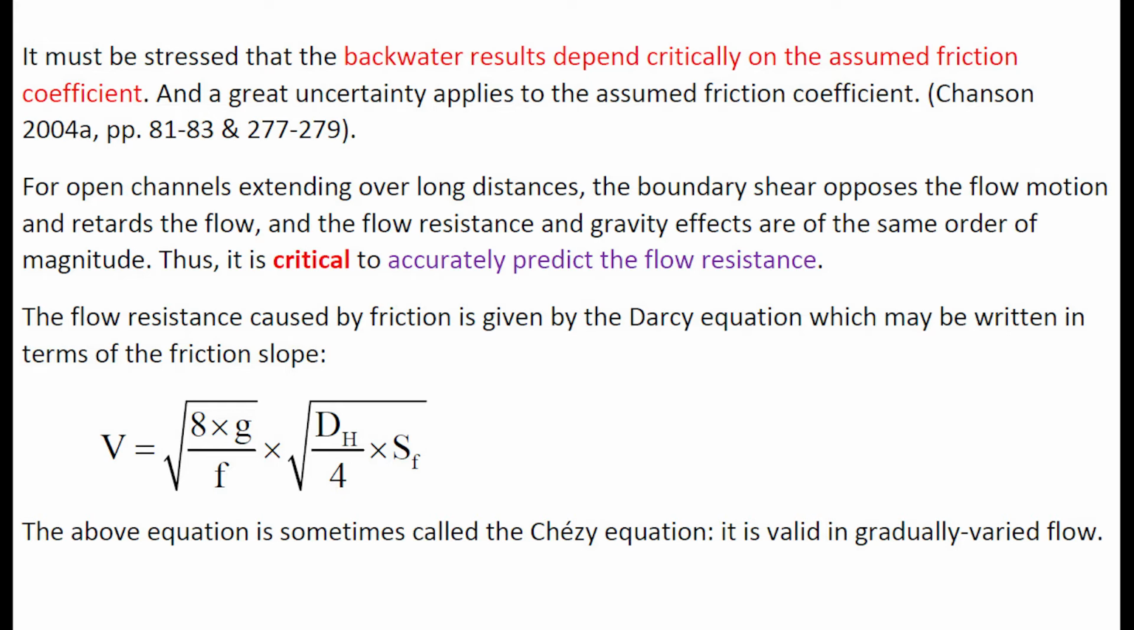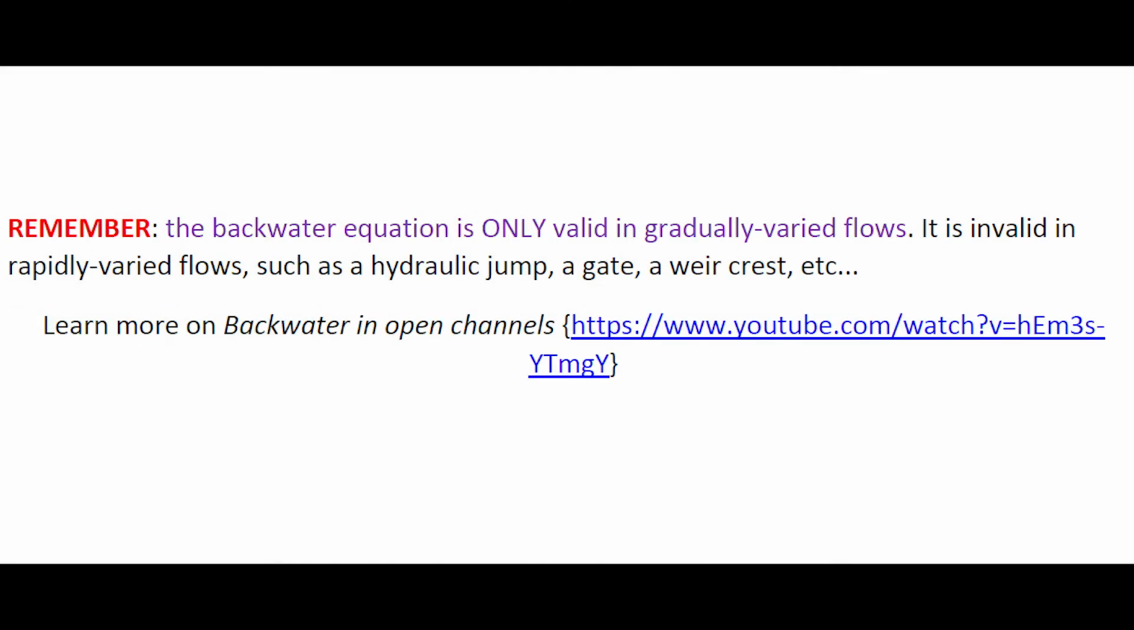The flow resistance caused by friction is given by the Darcy equation, which may be expressed in terms of the friction slope. The above equation is sometimes called the Chezy equation, and it is valid in gradually varied flow. Remember, the backwater equation is only valid in gradually varied flow. It is invalid in rapidly varied flow, such as a hydraulic jump, a gate, a weir crest.